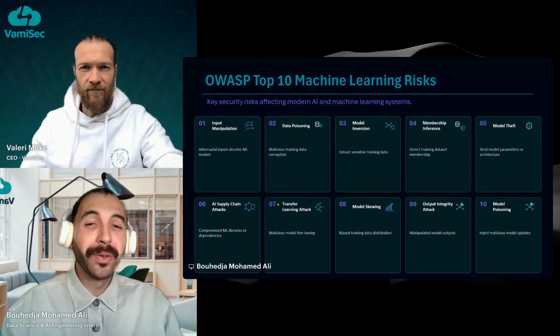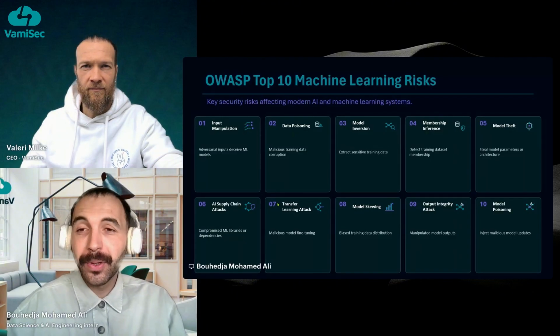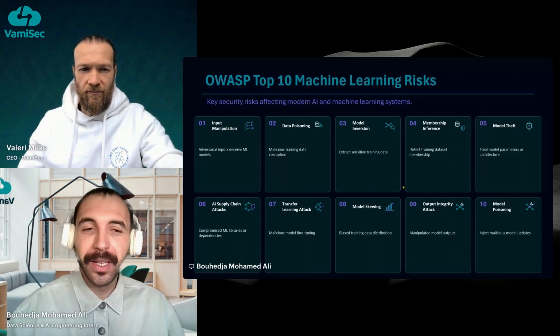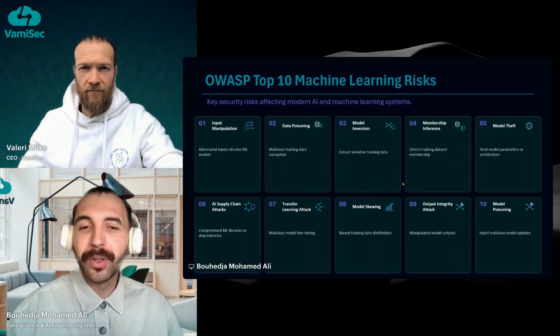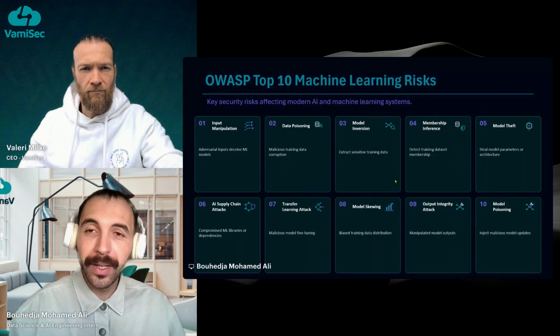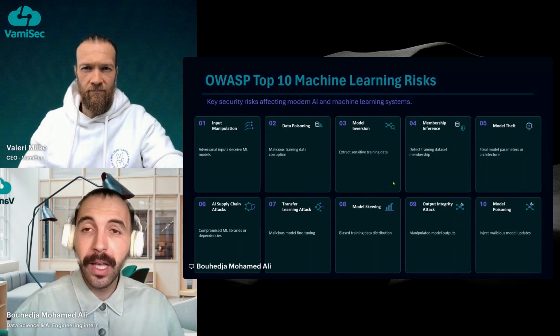Okay, so to understand the security risks around AI systems, it helps to look at established security frameworks. One widely referenced framework is the OWASP Top 10 for machine learning, which highlights the most common risks affecting modern AI systems. These risks can span different stages of the AI lifecycle. Some attacks target the input to the model, such as input manipulation, where adversarial inputs are crafted to trick the model into producing incorrect results. Others target training data, like data poisoning, where attackers corrupt training datasets to influence how the model behaves.